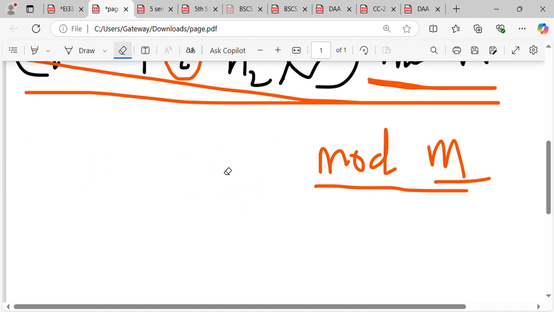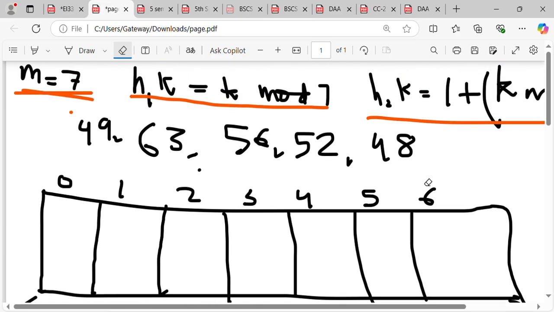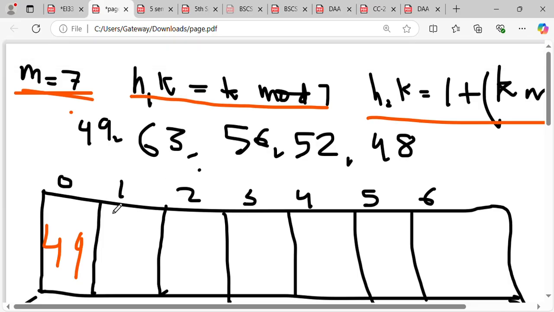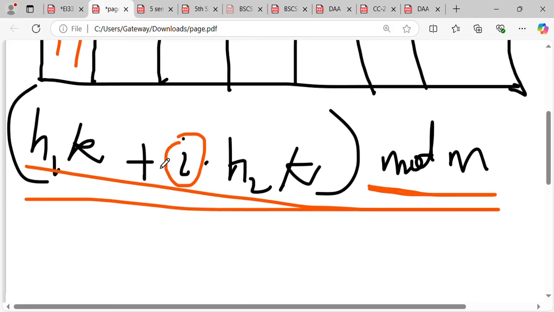And for this one, we're going to start working. So first of all, we have 49, and we have our first hash function, which is always given: 49 mod 7. Because 49 is divisible by 7, that's 0, so we'll put 49 here. Then we have 63. Seven nines are 63, so it will again go to 0. In this case, we have a collision, so we will use the second function.